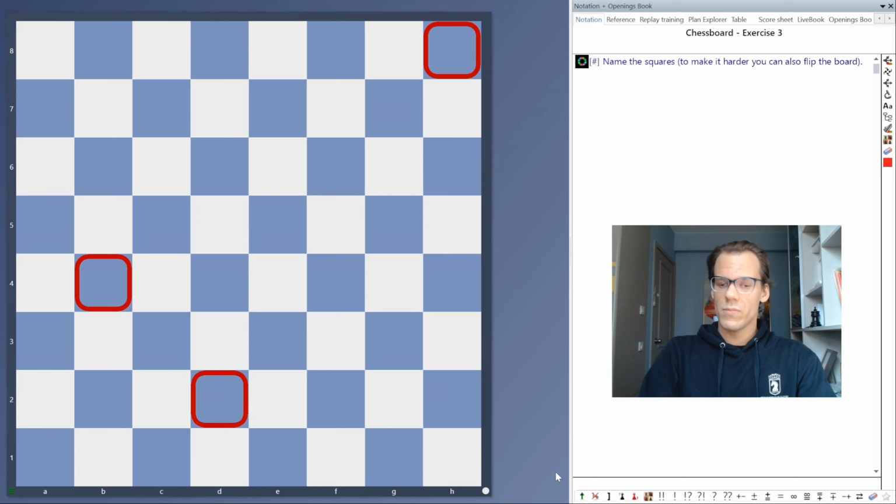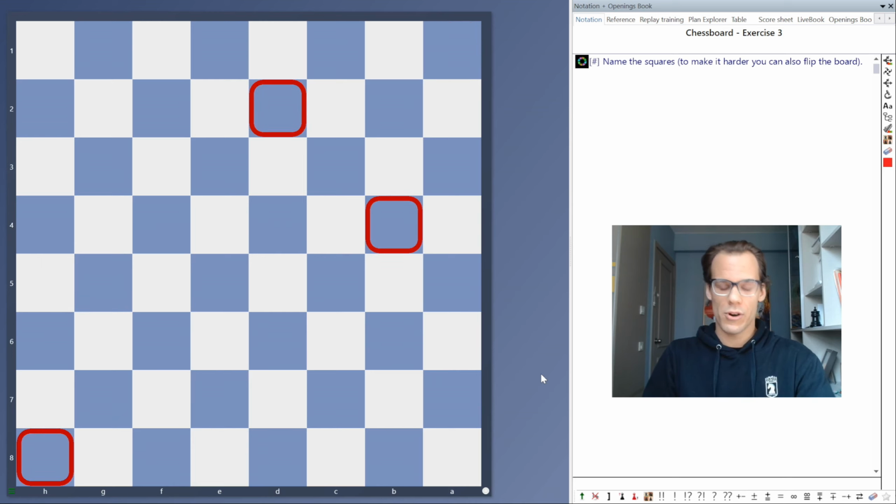Next, just a classical, boring example, but you can also give them the task to name the squares. Perhaps you can make it a bit harder if you flip the board, and students have to say, okay, so we have H8, we have D2, and B4.